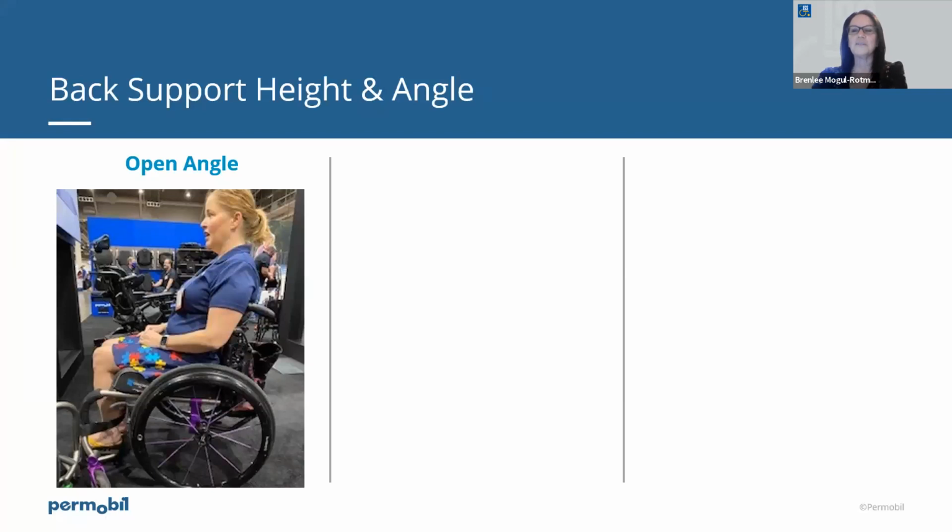So what we want to do in this part is give some practical examples of how the different features of back supports make a difference to how our clients do what they need to do throughout the day. So we'll start with an example of both back support height as well as angle.